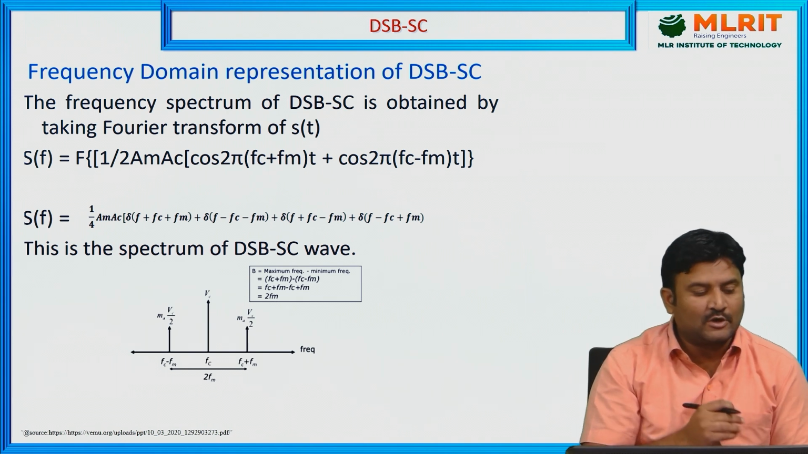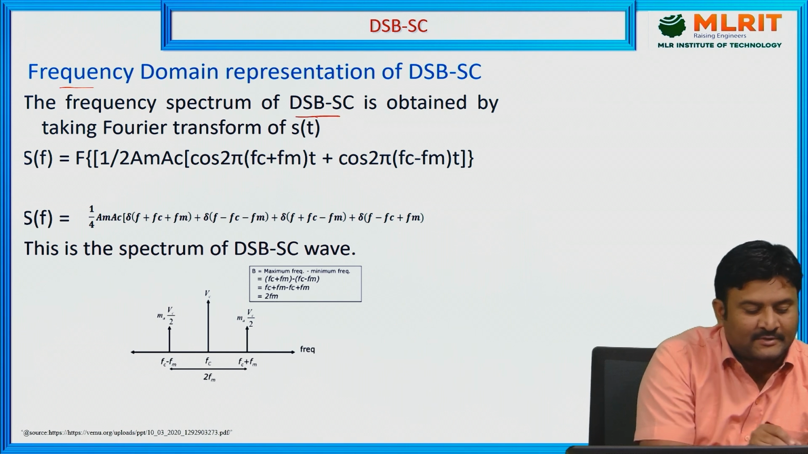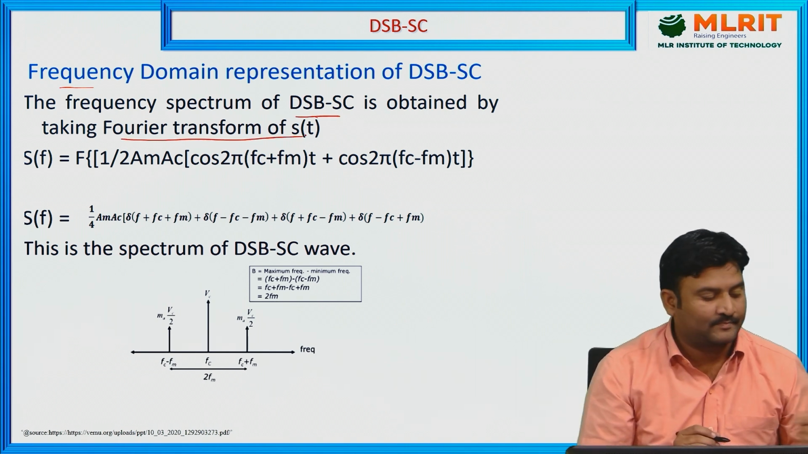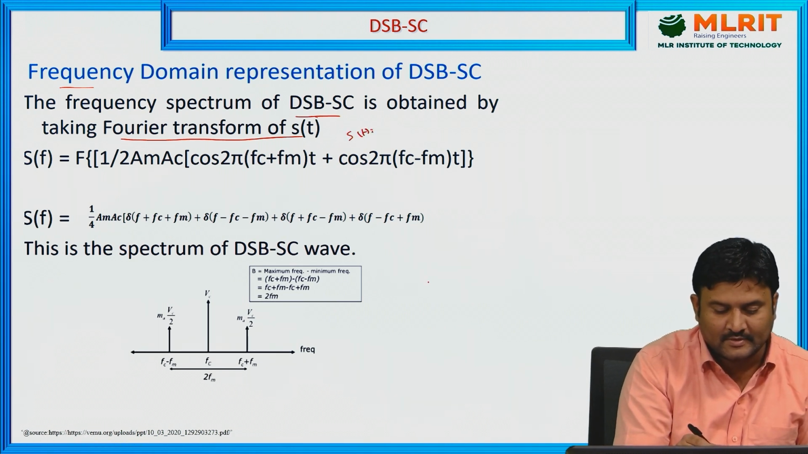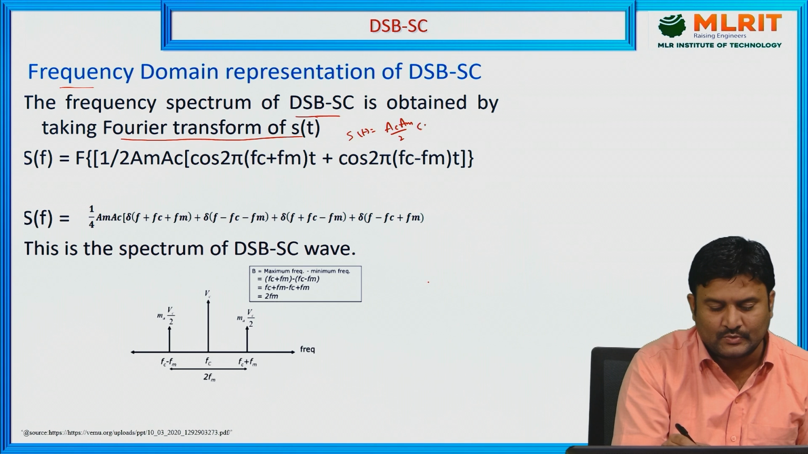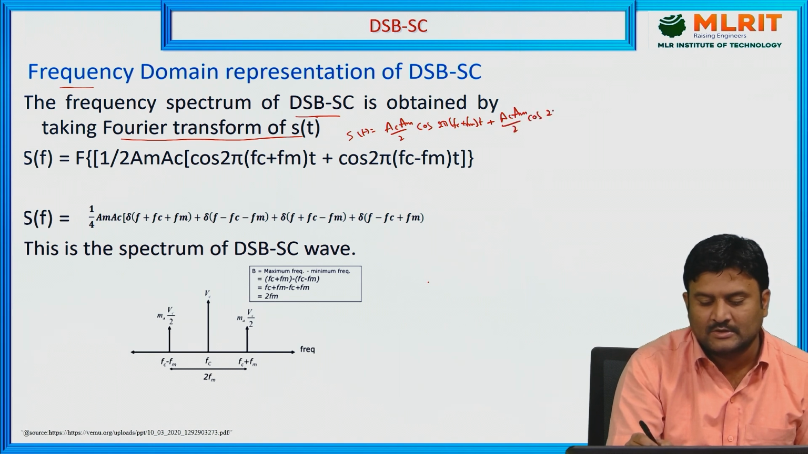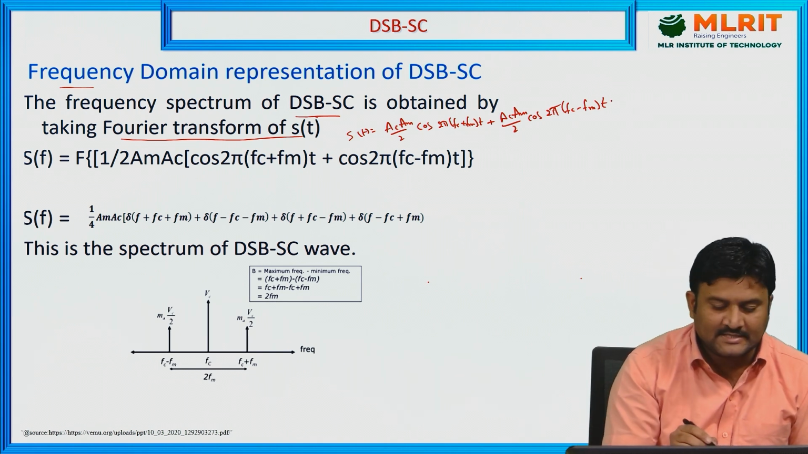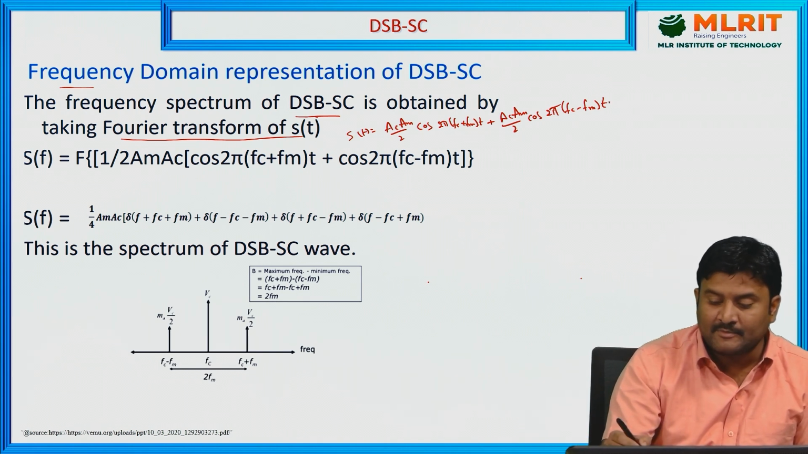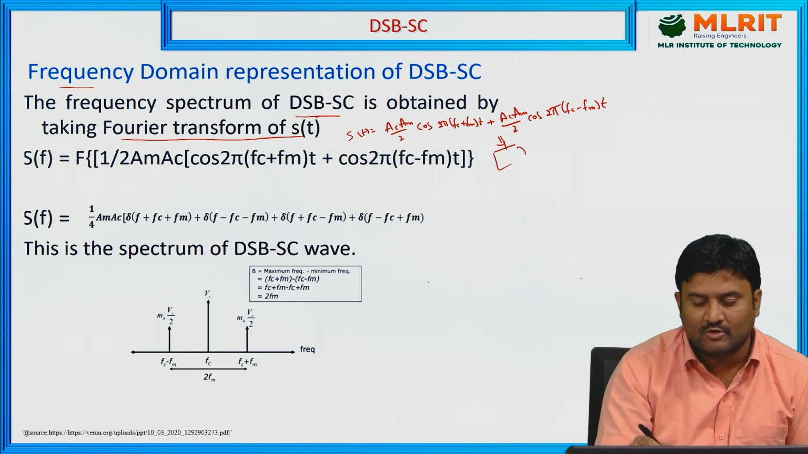Now go for the frequency domain representation. The frequency domain representation of the DSB-SC is obtained by taking the Fourier transform of s(t). What is s(t)? Once again, s(t) is AcAm by 2 cos 2π(fc plus fm)t plus AcAm by 2 cos 2π(fc minus fm)t. This is s(t), the time domain. This time domain can be converted into the frequency domain, so we go for Fourier transforms.